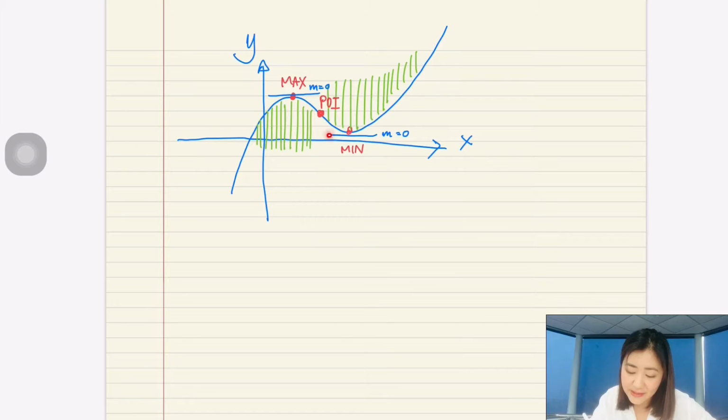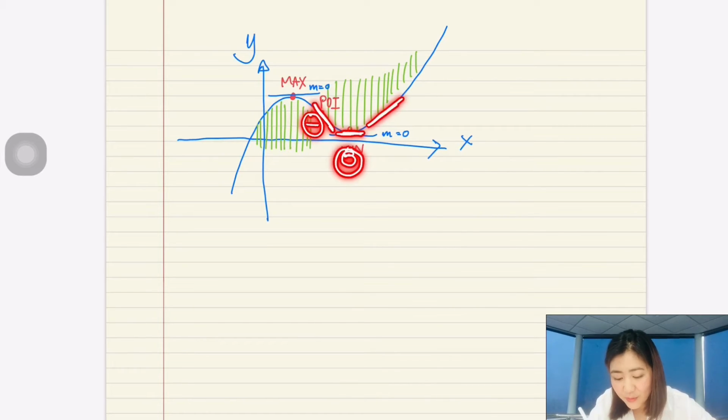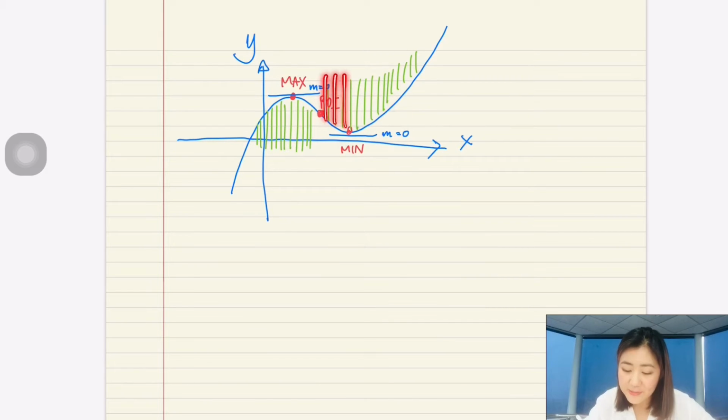Look at the minimum. Before the minimum, the gradient is negative. At the minimum, the gradient is 0, and after the minimum, the gradient is positive. So the gradient changes increasingly, from negative to 0 to positive, so the concavity here is positive. Positive gradient change, positive concavity. What about this point of inflection? It is the point where the concavity changes.